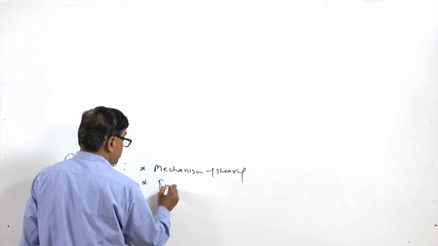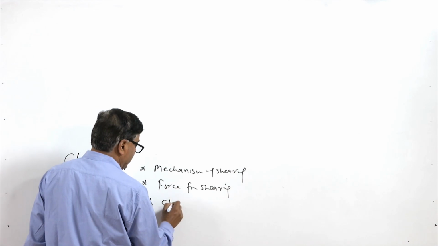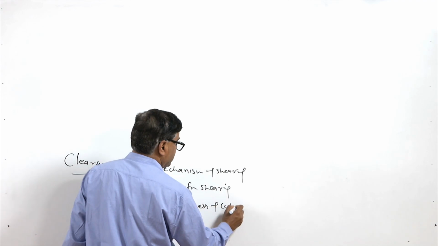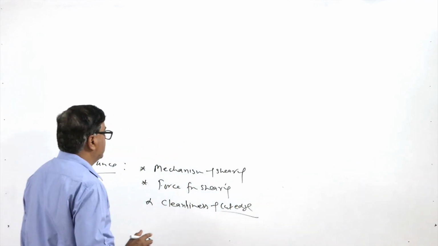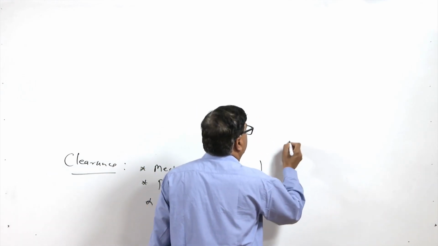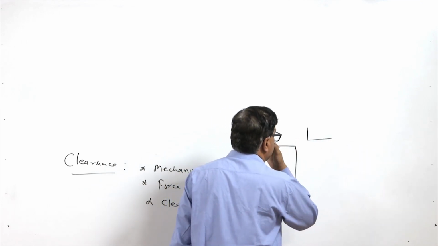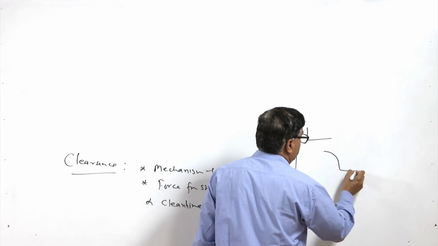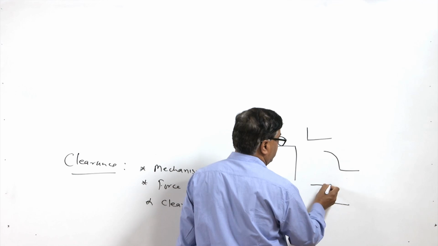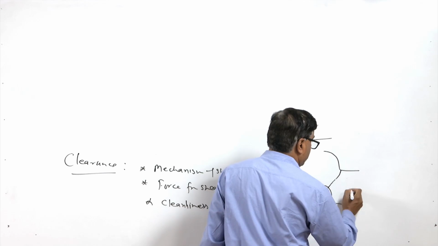It affects the force or the power required for shearing, and the cleanliness of the cut edge is also affected by the clearance. So, if we see the mechanism of shearing, if the gap between the punch and die is optimum, then it will lead to the propagation of the crack from both the sides, which will meet at the center. So, this is what is called optimum.